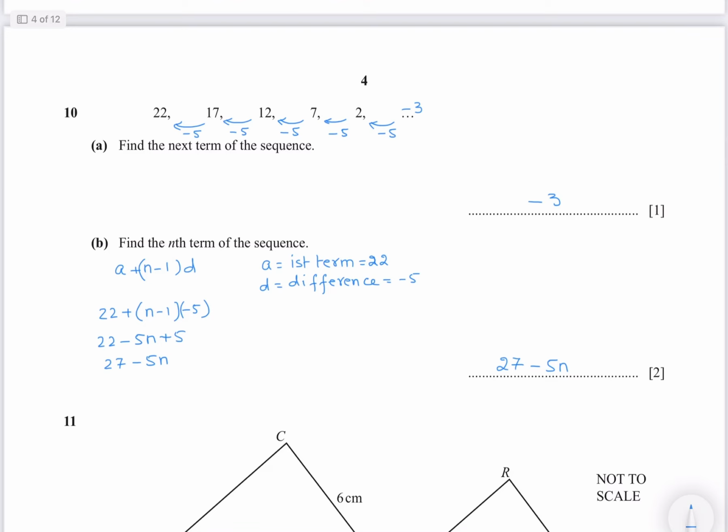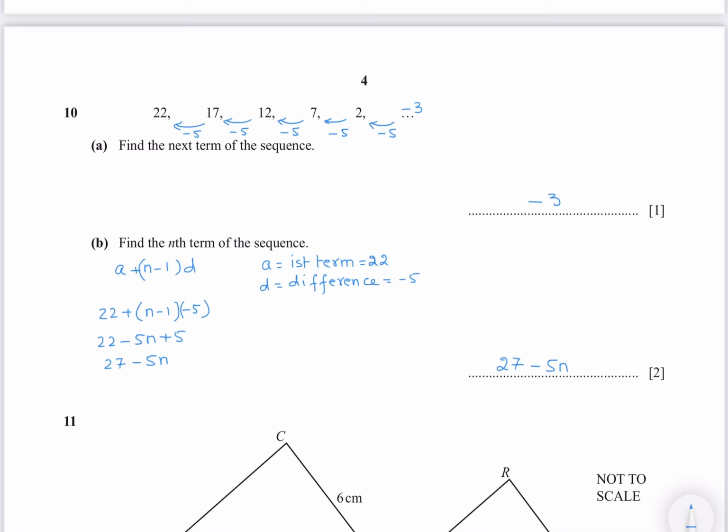Question number 10. Find the next term of the sequence. So 17 minus 22, the difference is 5. 12 minus 17, difference is 5. So and so on. Like I can say 7 minus 5 brings the next term. So 2 minus 5 will bring the next term. So that would be minus 3. 2 minus 5 is minus 3.